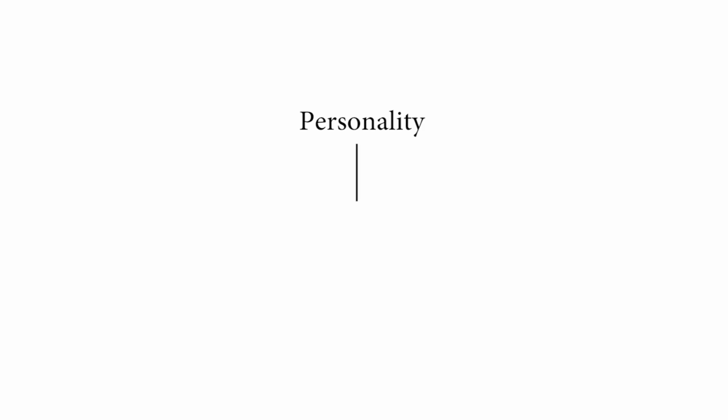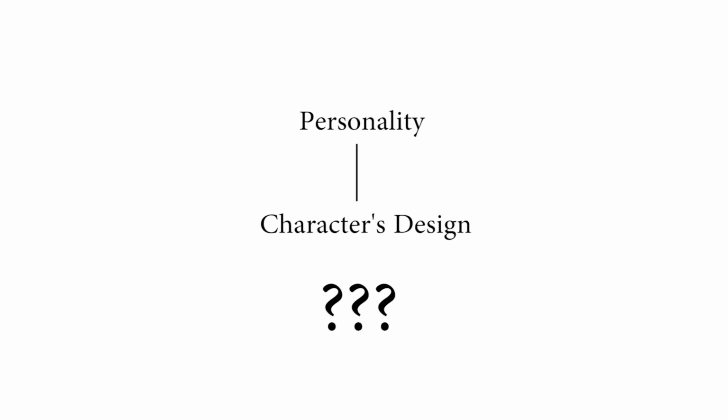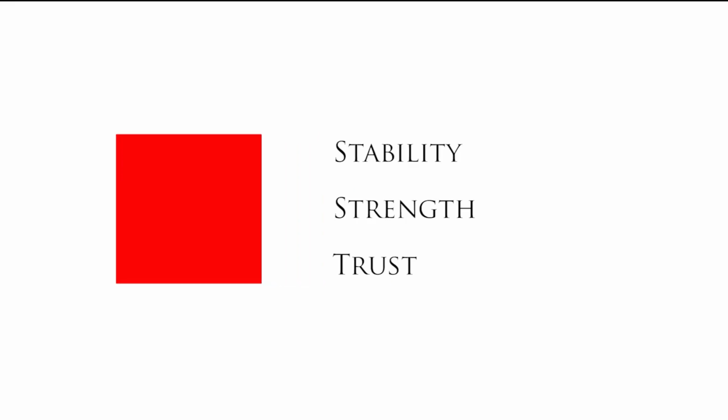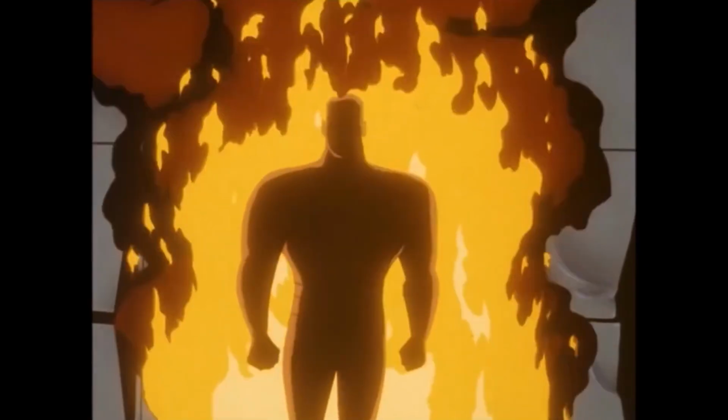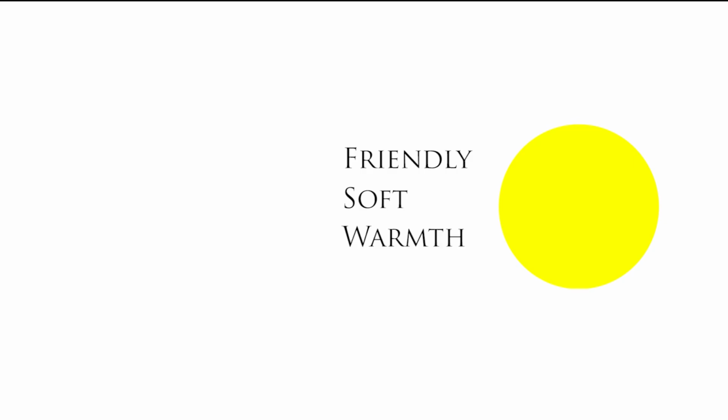But how do you translate that visually? Well, let's take a square. Even looking at it, feelings of stability, strength and trust emulate from this basic shape. We can see it used in creating a variety of strong characters. Similarly, a circle elicits a softer approach and can give a friendlier, softer character. There's a warmth and a happiness in these designs.